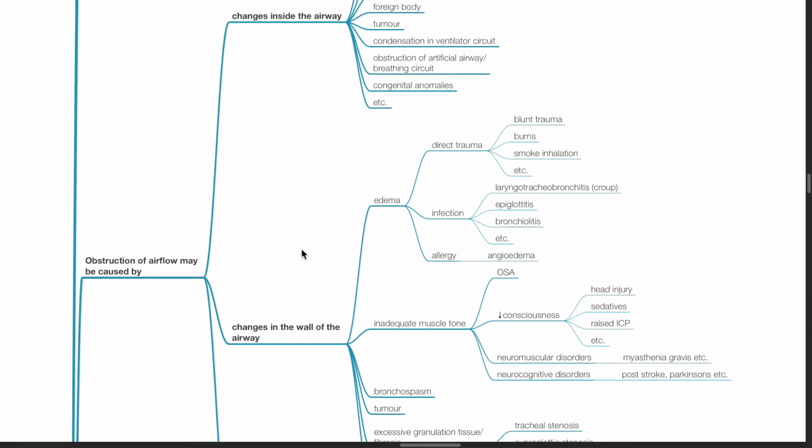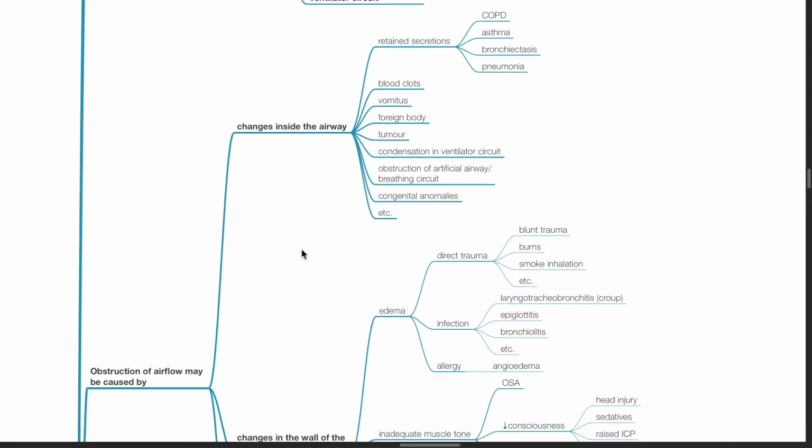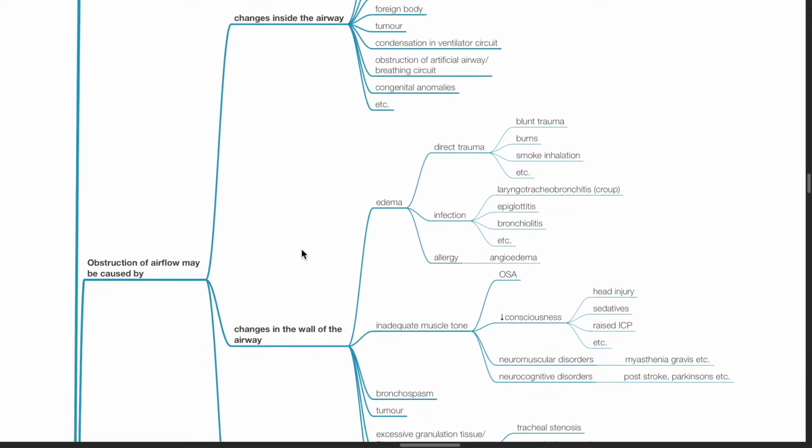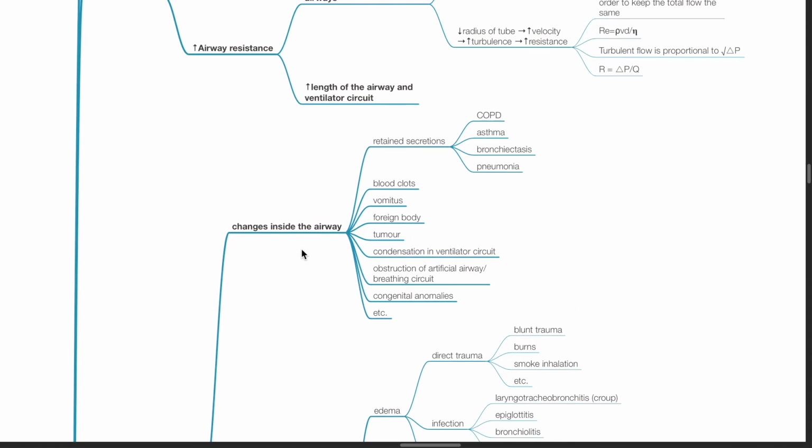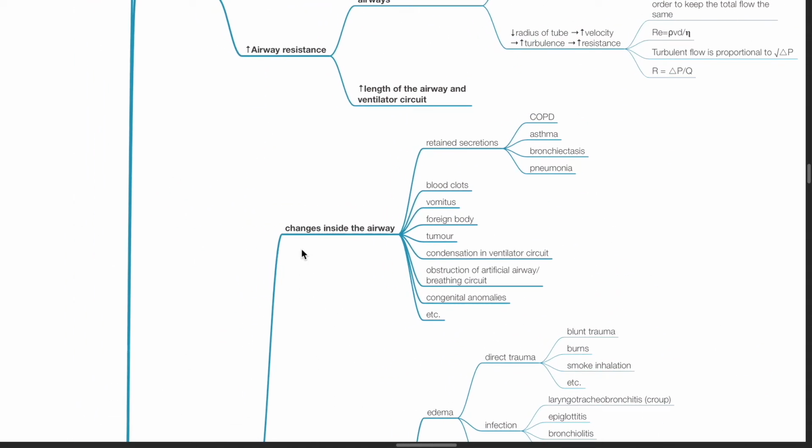Obstruction of airflow may be caused by changes in the airway, changes in the wall of the airway, or changes outside the airway. Examples of causes of changes inside the airway include retained secretions such as in COPD, pneumonia, asthma and bronchiectasis, blood clots, vomitus, foreign body, tumor, water condensation in the ventilator circuit, obstruction of the artificial airway or breathing circuit, and congenital anomalies.